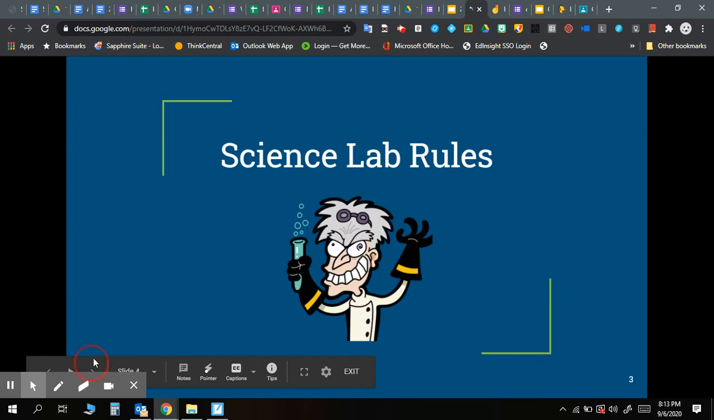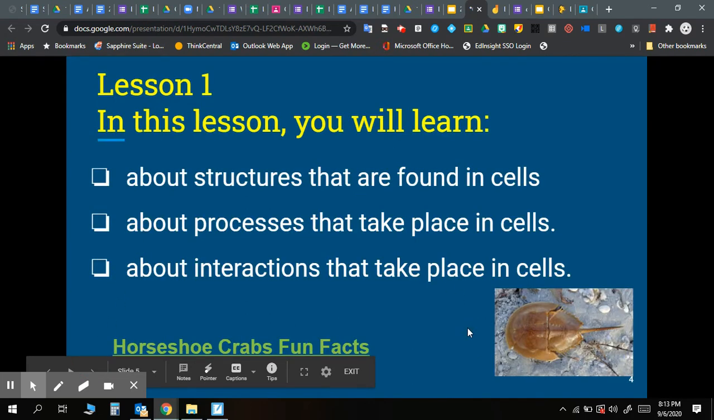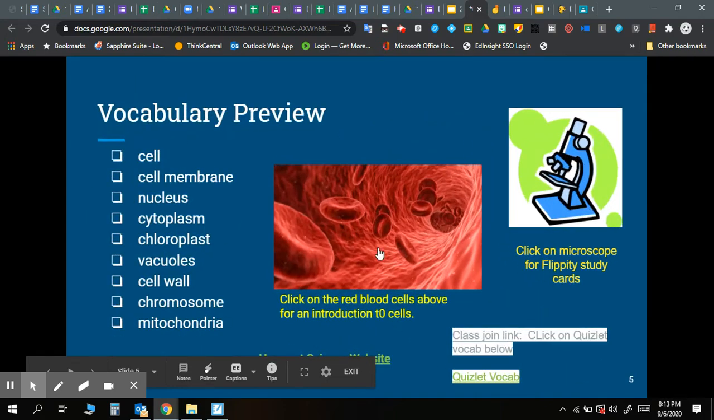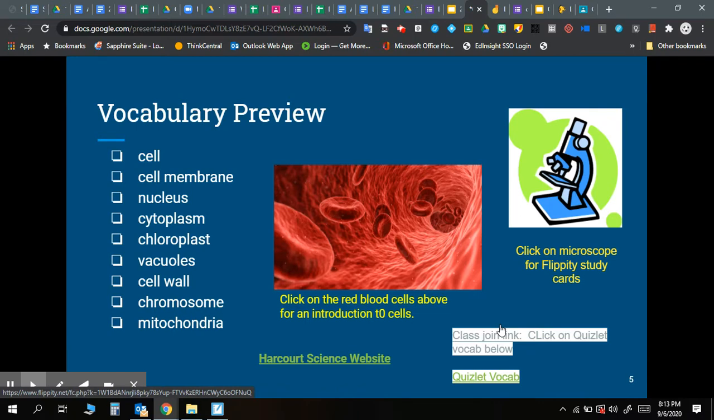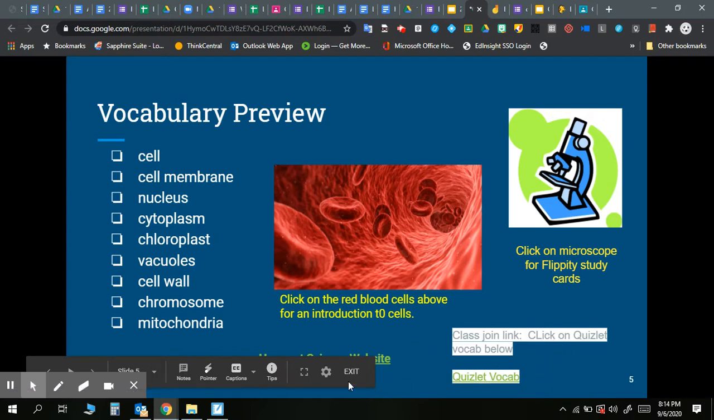Let me go back to just show you this one. This is just an introduction to cells, to give you a little more information on this slide, and you have access to this presentation so that you can look at it for reference. On this slide, I have linked the Flippity study cards, so you can click on the microscope for that. There's also a Quizlet vocab review here for these two. Let's go ahead and check out this video.